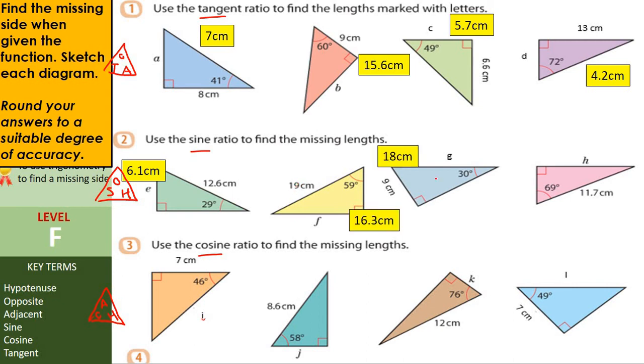And then here we're trying to find the hypotenuse, look, because it's opposite the right angle. So you've got the opposite and you've got the sine angle. So if you're trying to find the hypotenuse, it's 9 divided by sine 30, which is 18. And then this last one is 10.9.